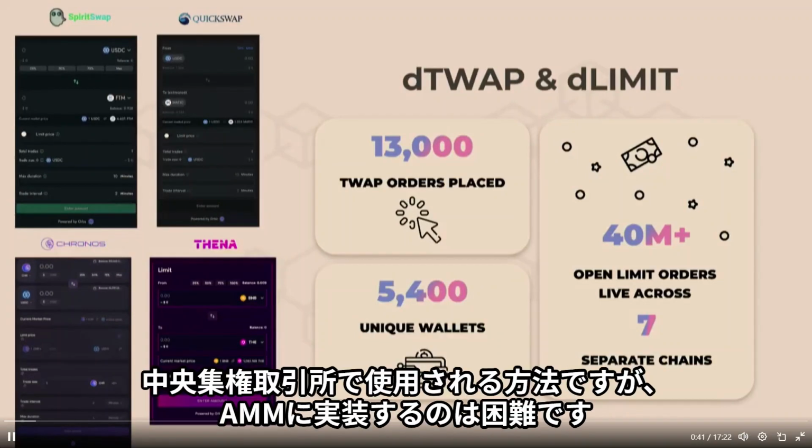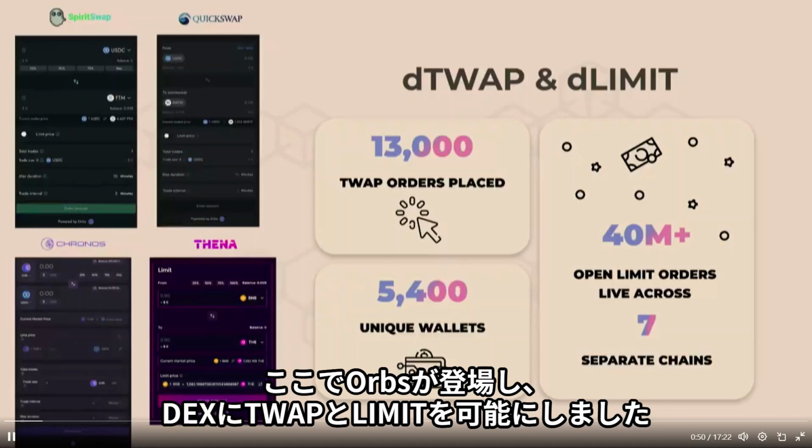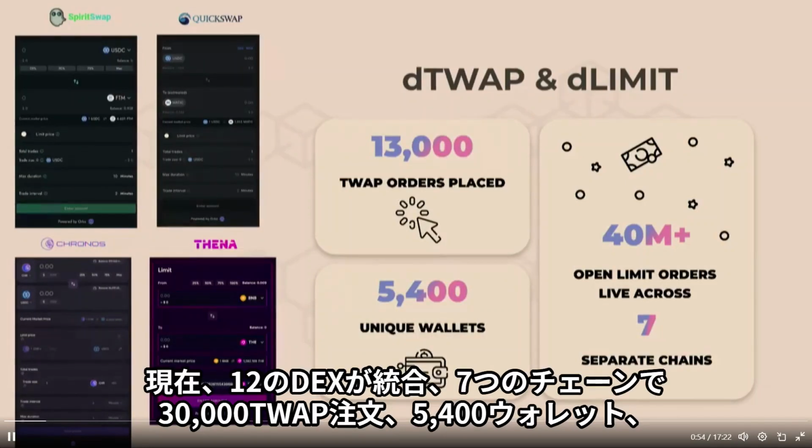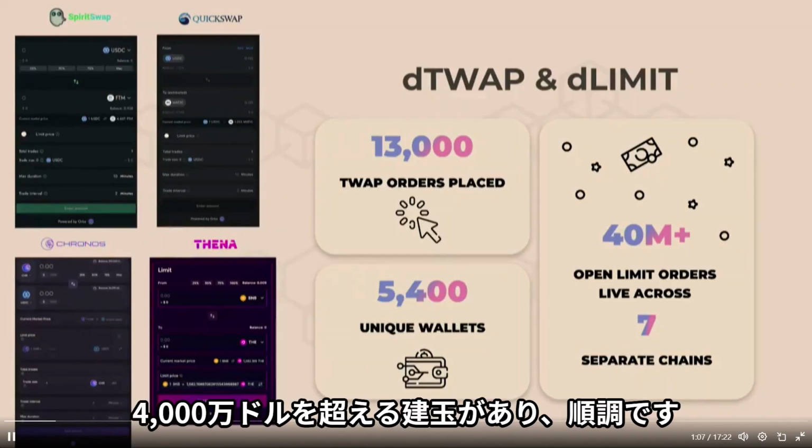That's stuff that's very used in centralized exchanges and in TradFi, but it's very hard to implement on an AMM. So with Orbs layer integrated, you can have TWAP and limit for DEXs. We have 12 DEXs integrated now, and we're growing that, on 7 different chains, 13,000 TWAP orders placed, 5,400 different wallets, and over $40 million in open interest. So that's going very, very well.